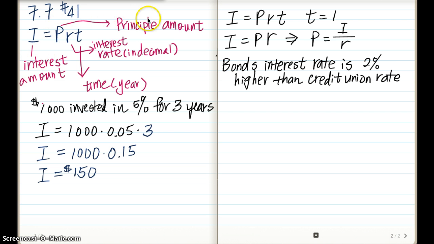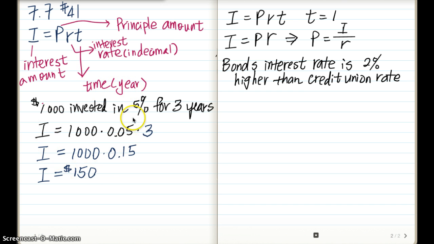P is the principal amount that you put into an account, such as you invest $1,000 or you put in $5,000 into an account. R is the interest rate, but it's always to use decimal to calculate. So 2% would be 0.02, 10% would be 0.1, etc. Time is talking about how long you put into the account and is always measured in years.